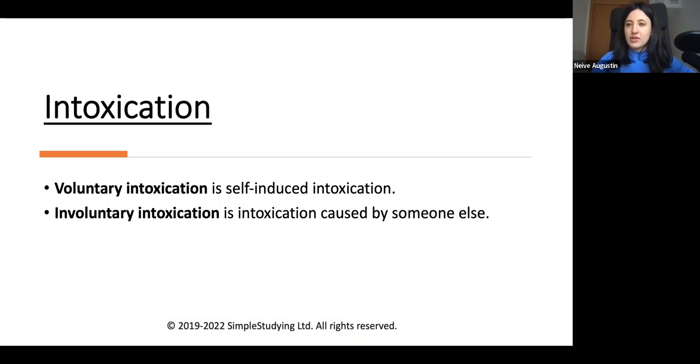Intoxication is the first defense we're going to discuss. There can be voluntary intoxication and there can be involuntary intoxication. Voluntary is when it's self-induced, somebody just gets drunk voluntarily without anyone forcing them to. And the other is involuntary, when somebody is drugging or giving alcohol to someone else without them knowing, without them making the choice.